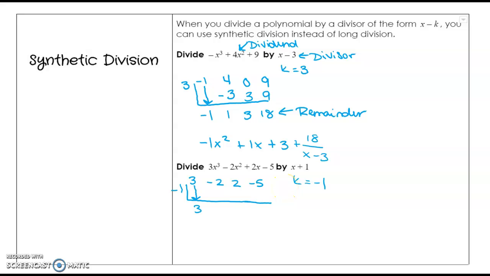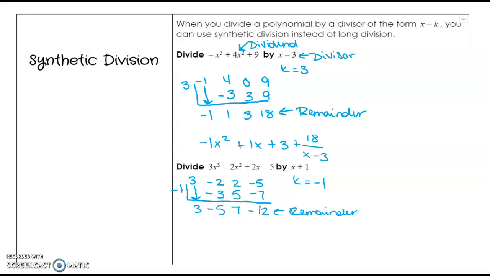All right, so hopefully you paused the video and you found that -1 times 3 gives you -3. When you add those together, you get -5. -1 times -5 gives you +5. 5 plus 2 gives you 7. -1 times 7 gives you -7. When you add those together, you should get -12. And this -12 is our remainder.